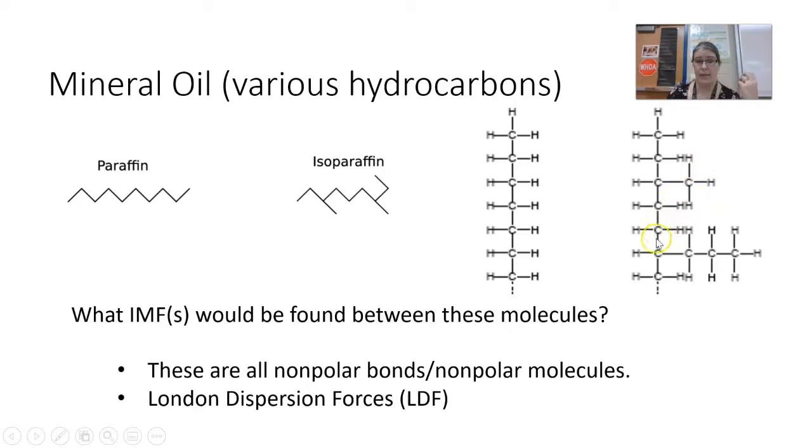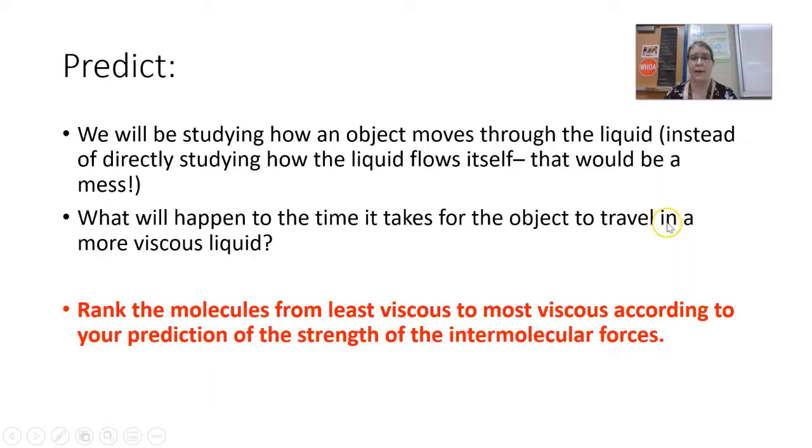So now that we've listed the intermolecular forces involved, let's think about how they're going to predict and how they're going to affect the viscosity. Instead of studying how the liquid flows itself, which would be a mess and require me to pour liquids and see how long it takes for them to travel, we're going to study it a little bit indirectly. We're going to study how an object, a steel ball bearing, moves through the liquid, because the molecules have to be able to move to allow the ball bearing to fall through it.